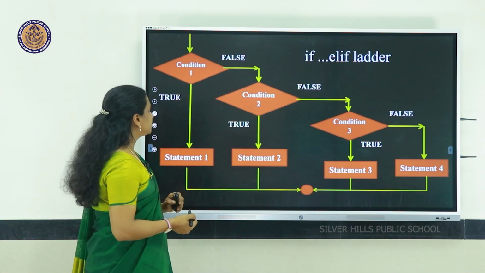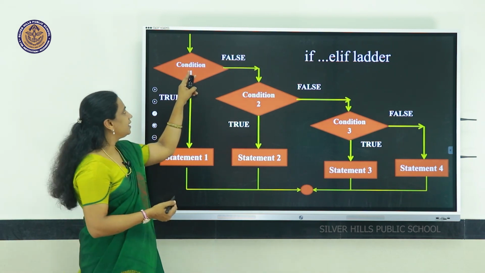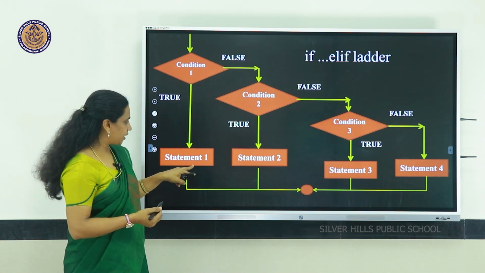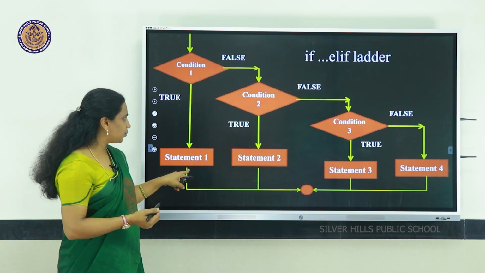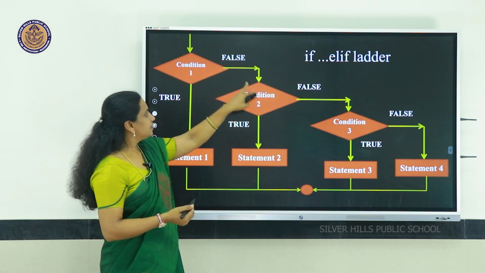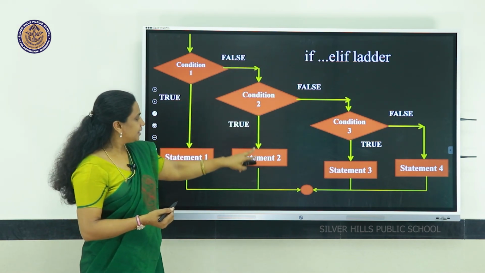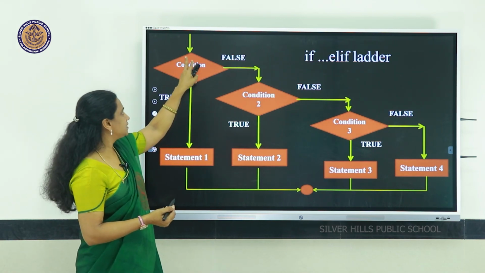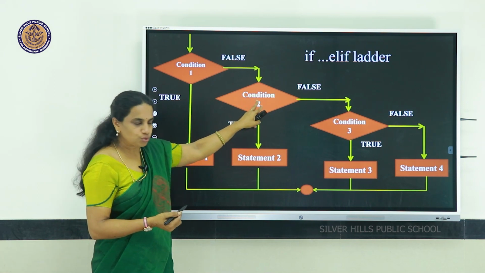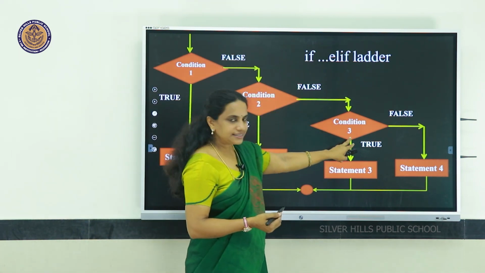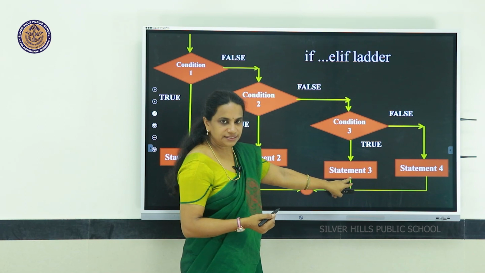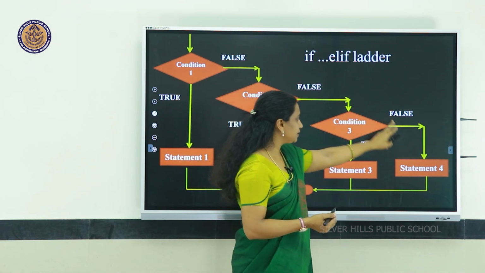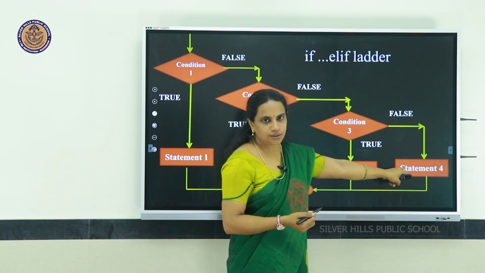Now, just to go through this diagram. First, the initial condition is checked. If it is true, then statement 1 or statements are executed. If it fails, then condition 2 will be checked, then statements are executed if it is true. If both conditions fail, that is condition 1 and condition 2 fail, then condition 3 is checked and accordingly statements are executed. And if this condition fails, that is all the conditions fail, then statement 4 will be executed.